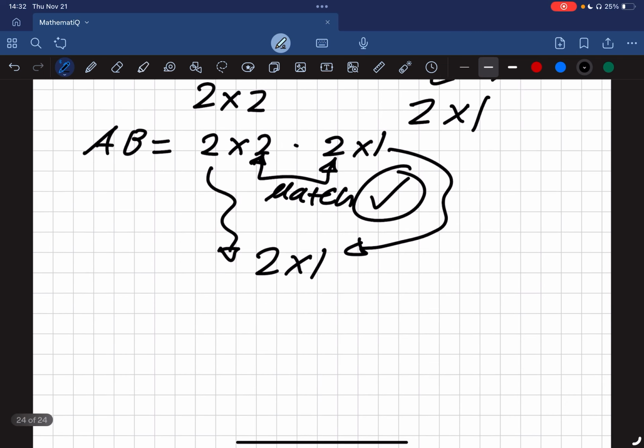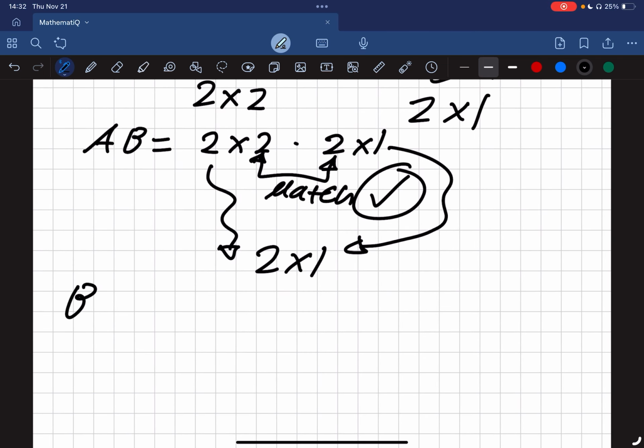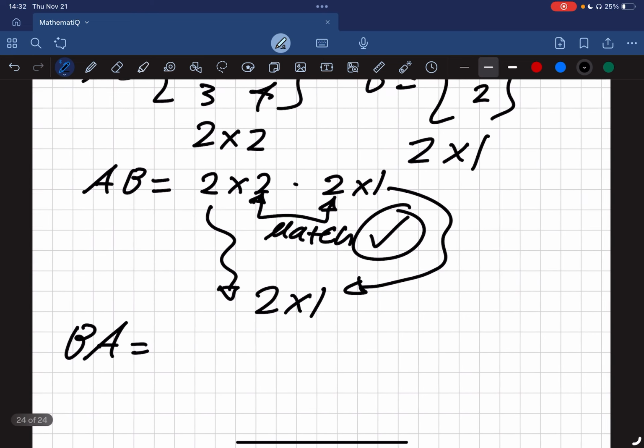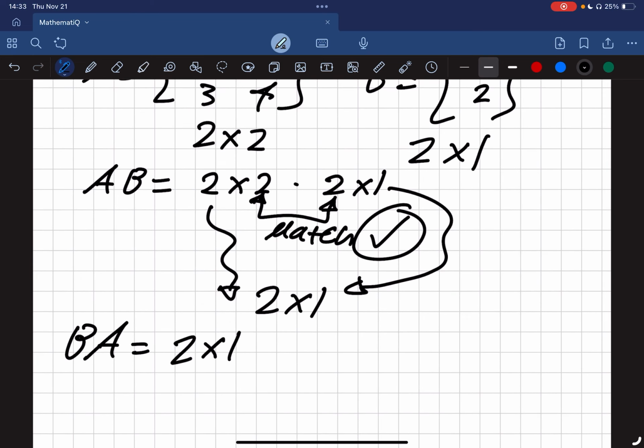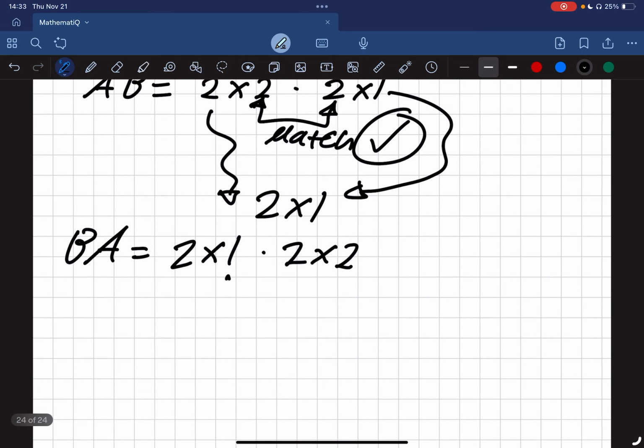So AB is a 2 by 1. But let's say we take BA. As I mentioned, this is not commutative, so we have to check if the solution even exists. Here you see a situation where the numbers do not match in the middle, where the number of columns of the first one does not match the number of rows of the second one. So this solution does not exist.